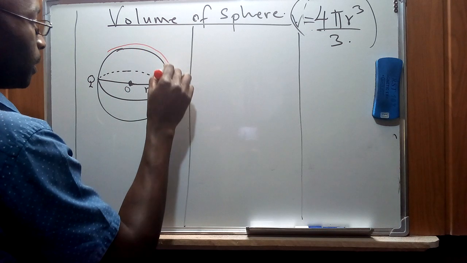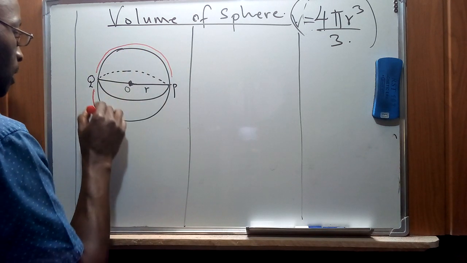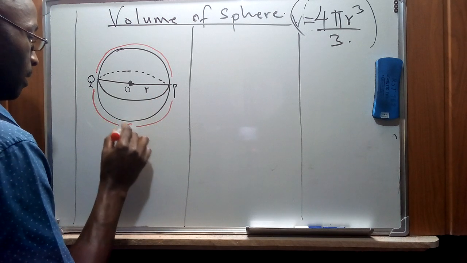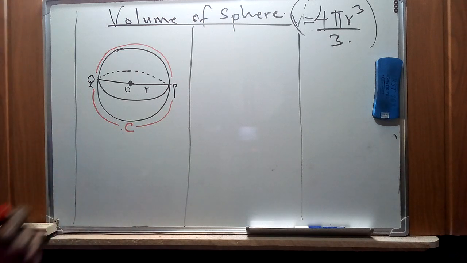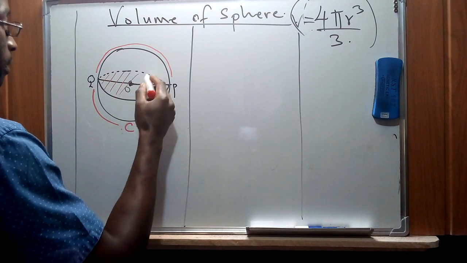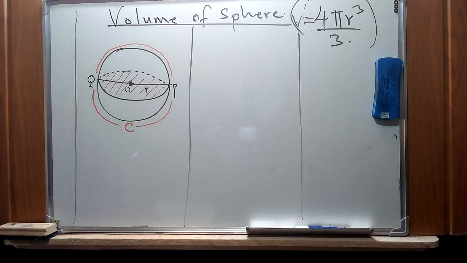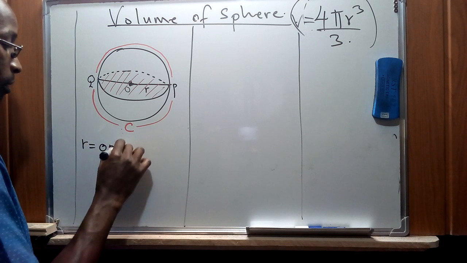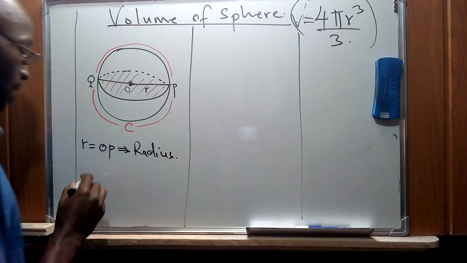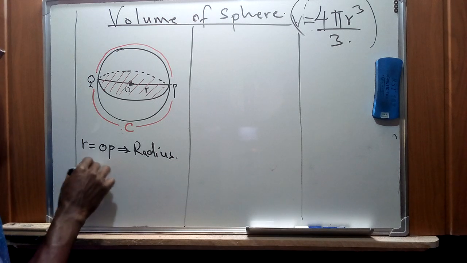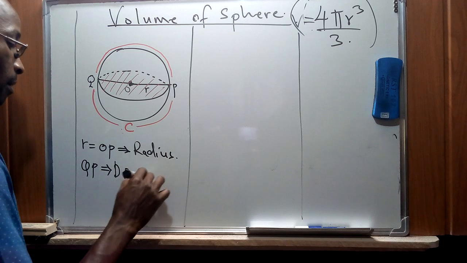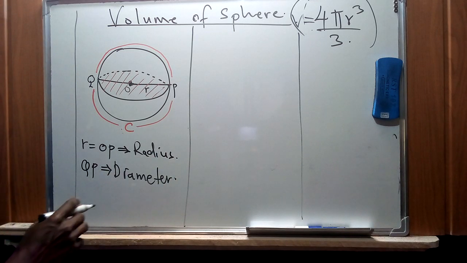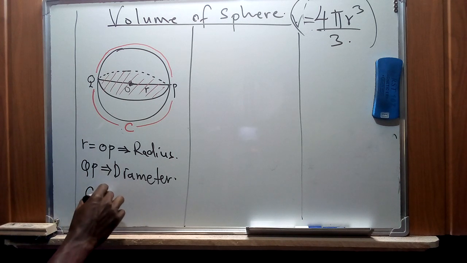When we talked about circular motion, we talked about circular displacement. Let me just write C, and I'll give a definition of what that term C stands for, and then I'll shade that part of the sphere that appears in the middle. I've done this intentionally so that it can assist us in defining some of the concepts used here. First we have the distance r, which is OP. This refers to what we call the radius. Then we have the distance QP, which refers to what we call the diameter. And then we have the distance prescribed using the red color code, which refers to the circumference.